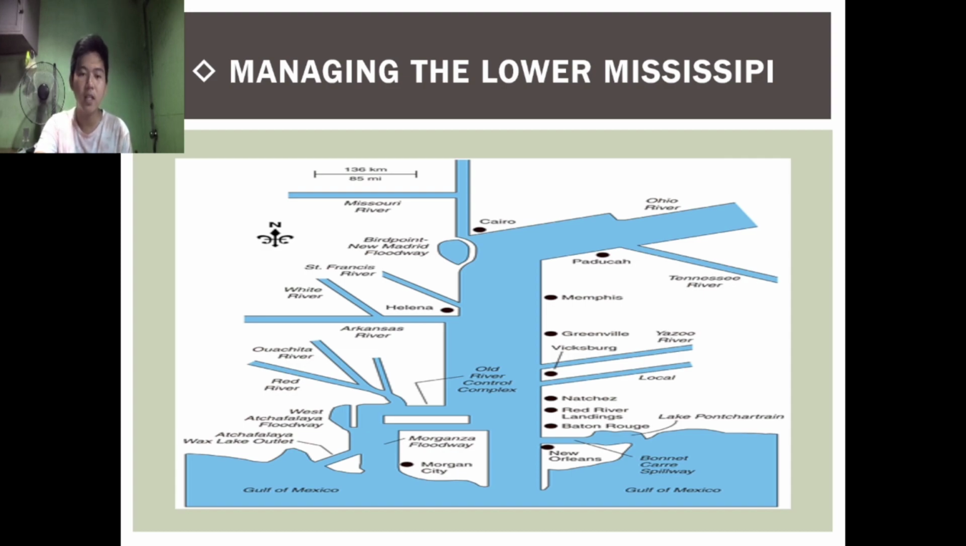So as you can see here, nasa ato ang picture karon is how they control the lower Mississippi River.